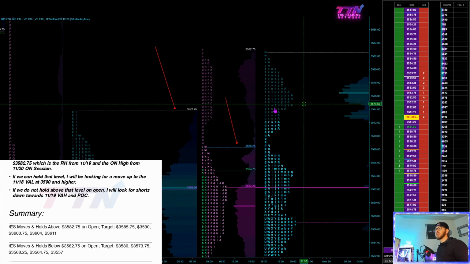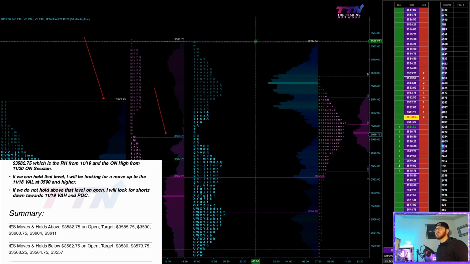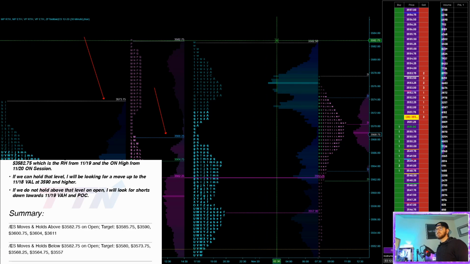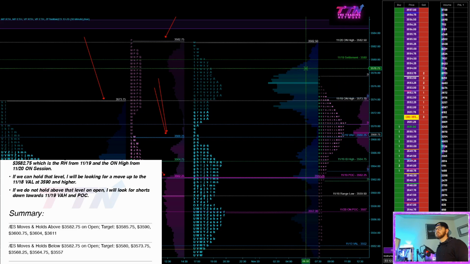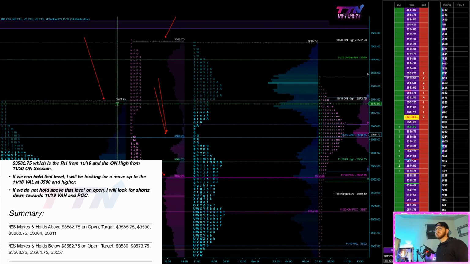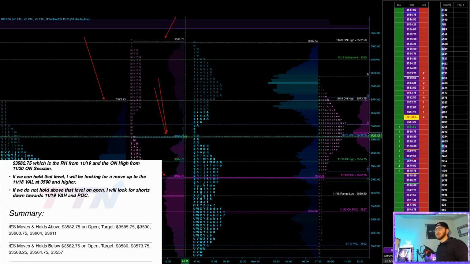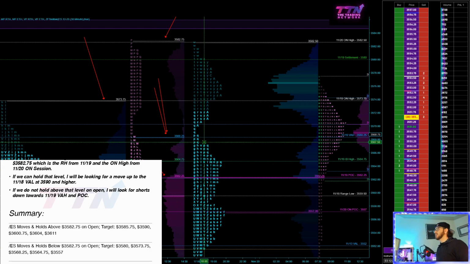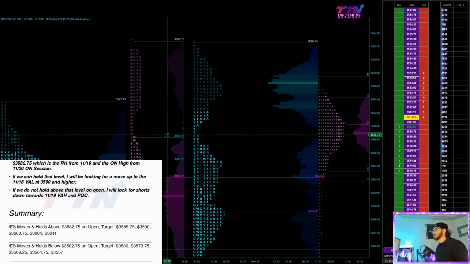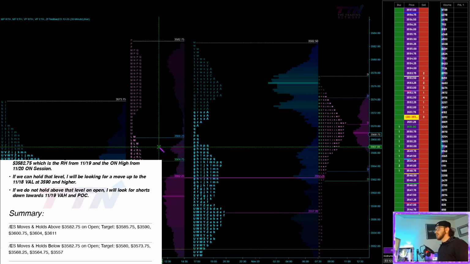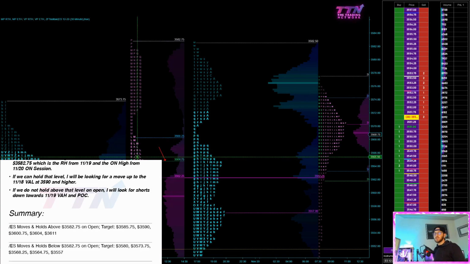So line in the sand was right up here. My thoughts were if we could not hold this, I was going to target 80, which again was settlement. Second target was 73.75. Third target here was the 35.6825 level. And the fourth target was 35.6475. And you can see right here that 64.75 was the initial balance high from yesterday's session.